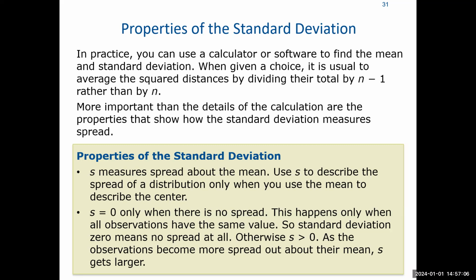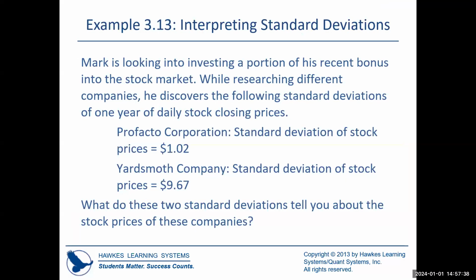If we are told that S is equal to 0, then there is no spread. That only happens when all the observations are the same. So if we had a data set of exam scores and every one of them was an 80, and somebody asked what the standard deviation is, it would be 0. That would imply that all the scores were the same, so there was no spread. Otherwise, S is greater than 0, which means the more spread out these values are, the higher S is. Standard deviation cannot be negative.